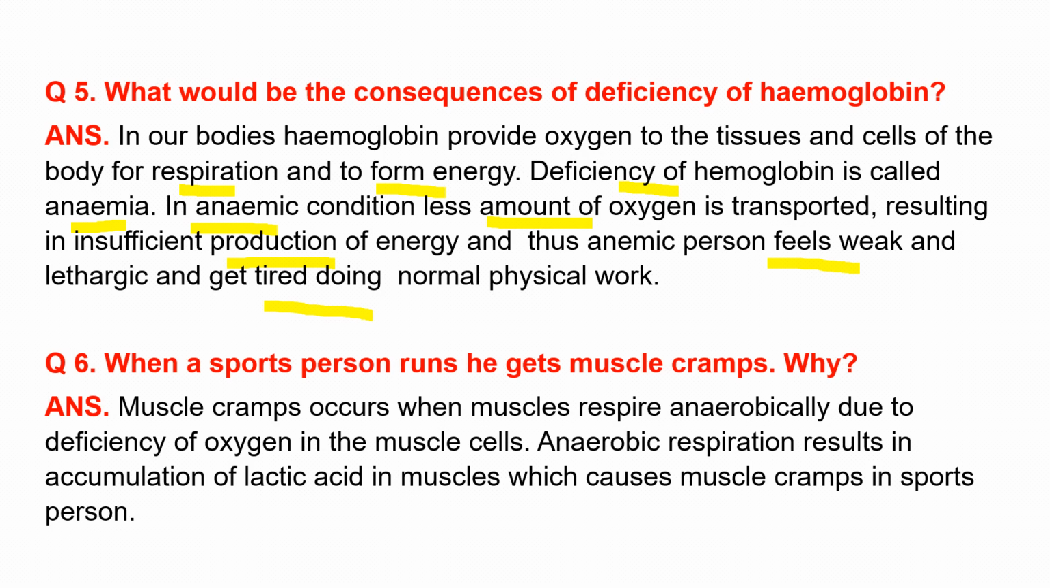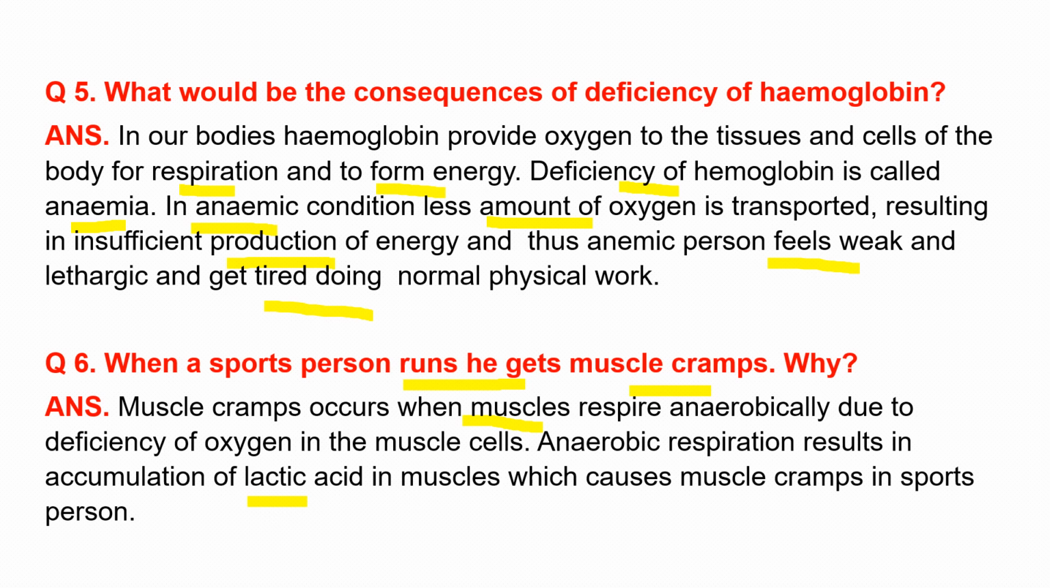Next question is very important, student, that when a sports person runs, he gets muscle cramps or he gets tired. Why? So students, what is the reason of muscle cramps? Muscle cramps occur when muscles respire anaerobically. Student, generally our body respires aerobically, but in case of muscles, when there is shortage of oxygen, then they start to respire anaerobically. And when they respire anaerobically, then what will be formed? There is formation of a chemical that is called lactic acid. And students, if lactic acid accumulates in the muscles, it causes muscle cramps in a sports person.